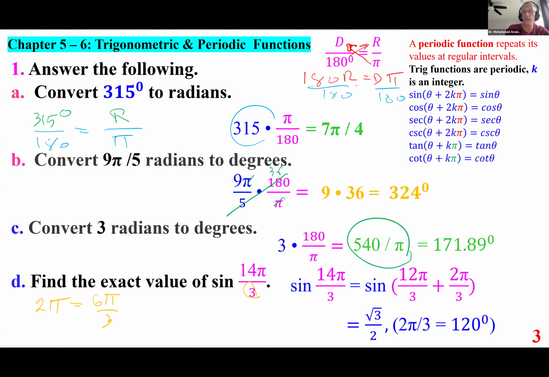So let's just write this as sine 2 pi over 3. 2 pi over 3 is 120 degrees. And we are going to discuss the reference arc. The reference arc is pi over 3. Sine is positive in the first as well as the second quadrant. So that's what we have. We are going to move on.